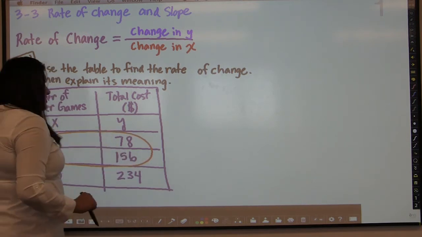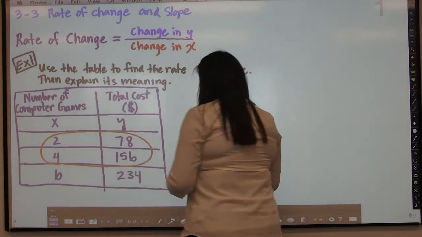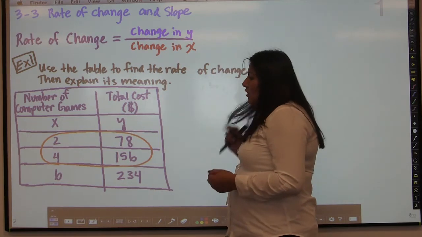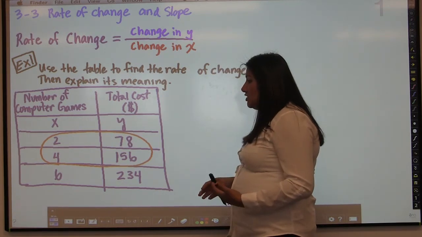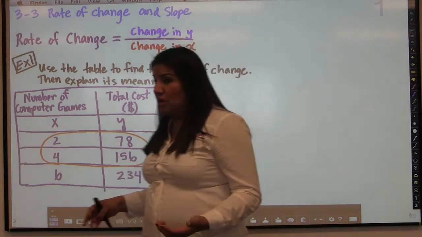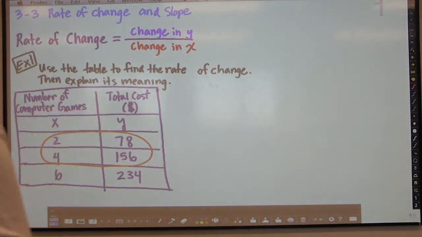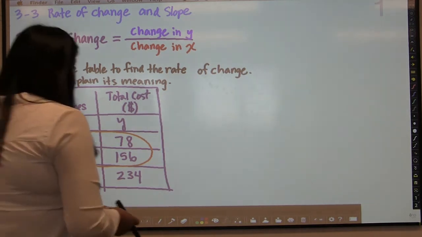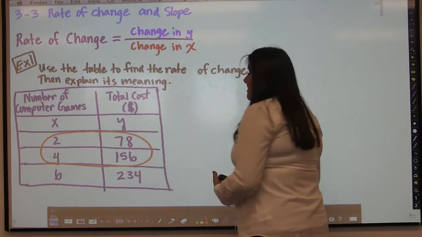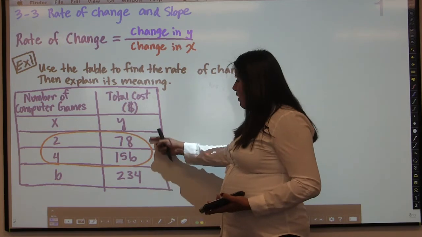And what I'm looking for is the change in y. So I want to see how much the y value has changed. And to figure that out, all I have to do is a simple subtraction problem. When you go to the store and you buy something for $12 and you pay them with a 20, how do you calculate how much change you're going to get? You just take your 20 and subtract your 12 and you get $8 back. So the same idea here. We're looking for the change in the y values.